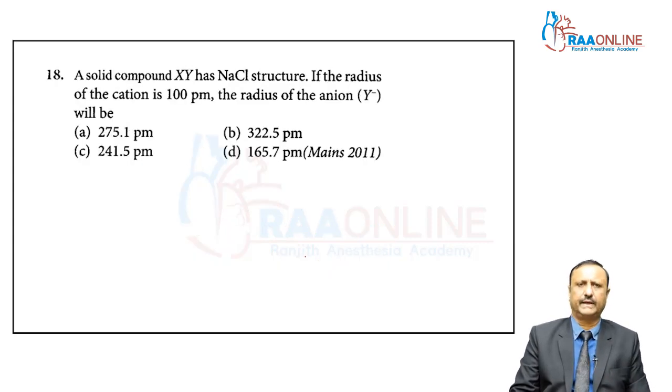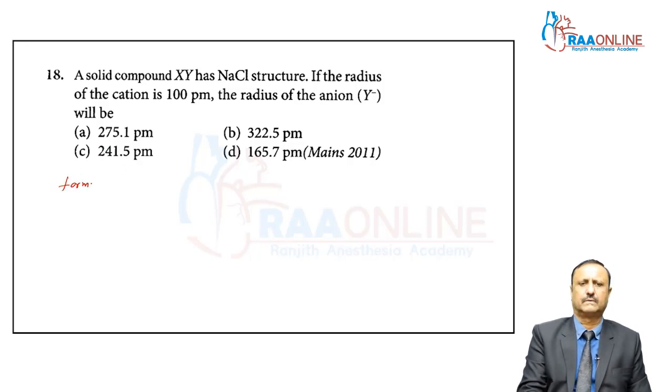Now we can go to question number 18. A solid compound XY has NaCl structure. If the radius of the cation is 100 picometer, the radius of the anion will be. Here, my dear students, you can use the formula for NaCl: R plus upon R minus equals 0.414. The radius of the cation is 100 picometer, and you want the radius of the anion. So put the value, my dear students: 100 upon R minus equals 0.414.